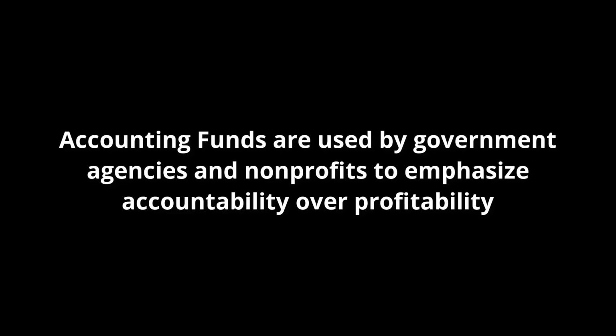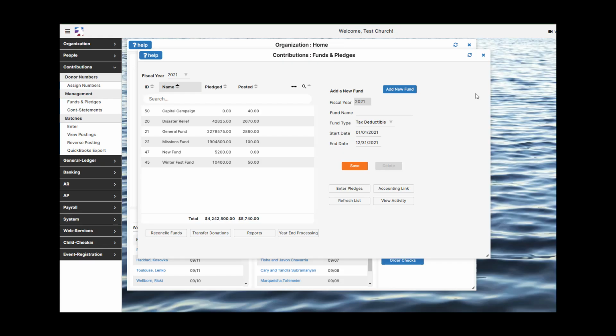Next, we have accounting funds. Nonprofits and government agencies use fund accounting to emphasize accountability more than profitability. Accountability is extremely important to nonprofits because members donate for specific reasons, and the church needs to be able to accurately show reports on how the money was earned and spent.